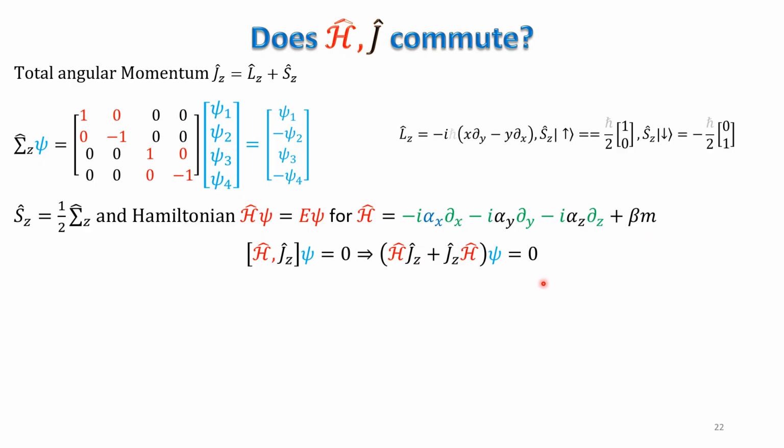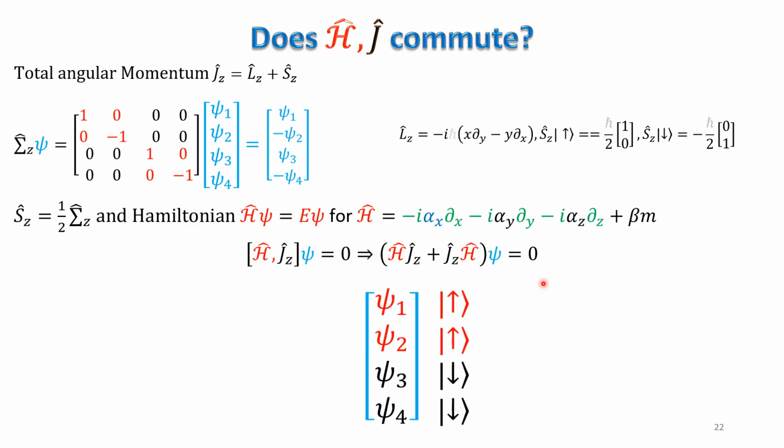Do they commute? The answer is very interesting: it does commute, and this leads to psi 1, psi 2, psi 3, psi 4 as spin up, spin up, spin down, spin down.